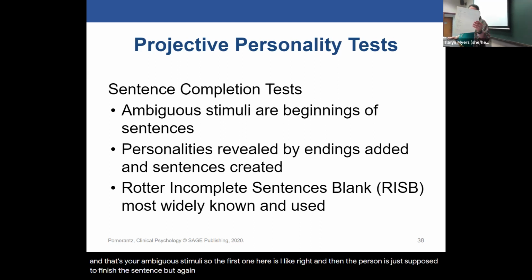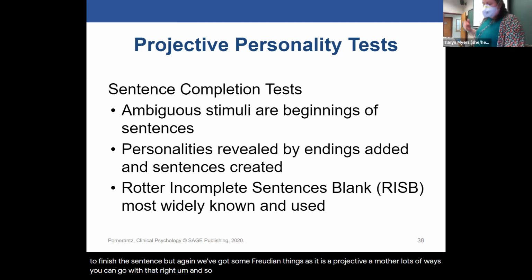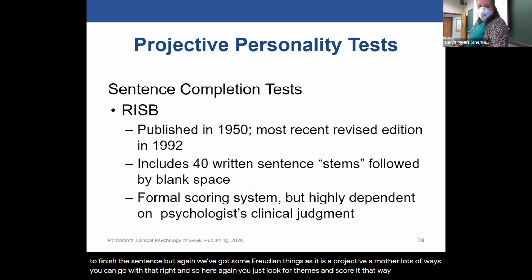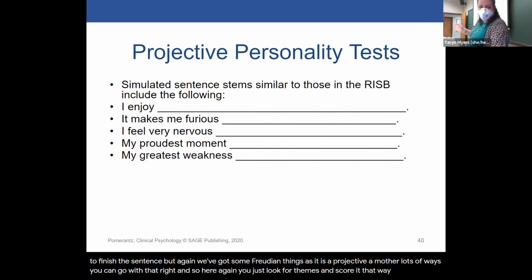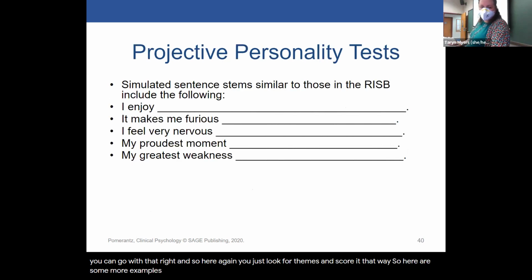But again, we've got some Freudian things, because it is a projective. A mother. Lots of ways you can go with that, right? And so here again, you just look for themes and score it that way. So here are some more examples.